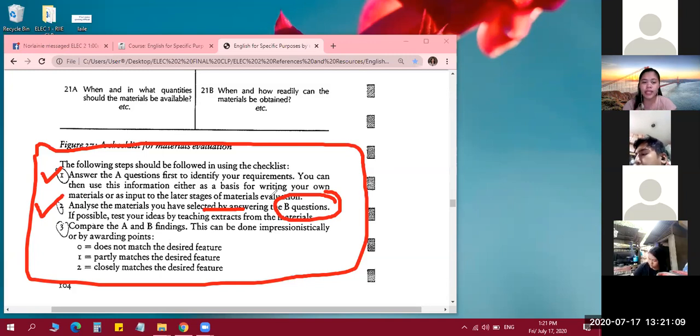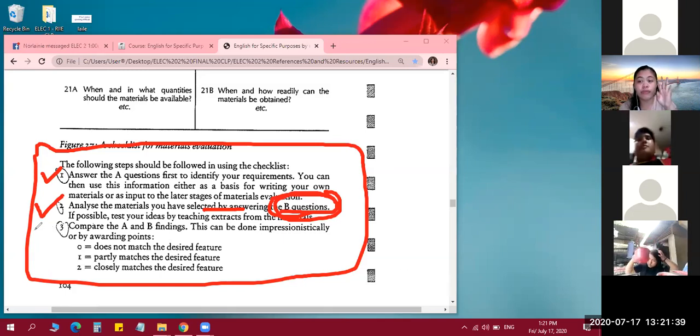And then after answering A, you are now going to find that material, okay? First, you find the material, then you are going to answer B questions based on the material that you have chosen. Am I clear? Show me a thumbs up if I'm clear. Okay, very good. Yes, ma'am. Okay, well done. Okay, next.